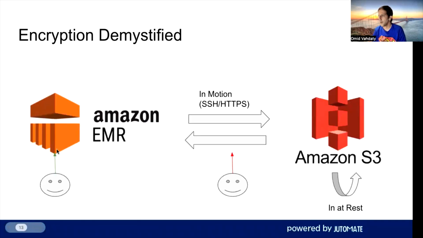So, encryption. Usually when speaking about encryption, you don't have to be an encryption expert, but you do need to understand the basics. And what are the basics? There are at least 2 types of encryption you should take into account when designing an architecture.